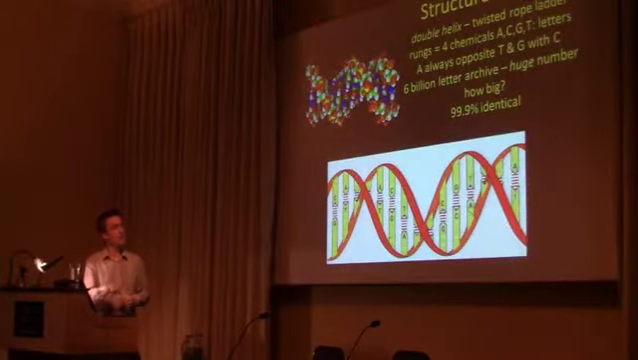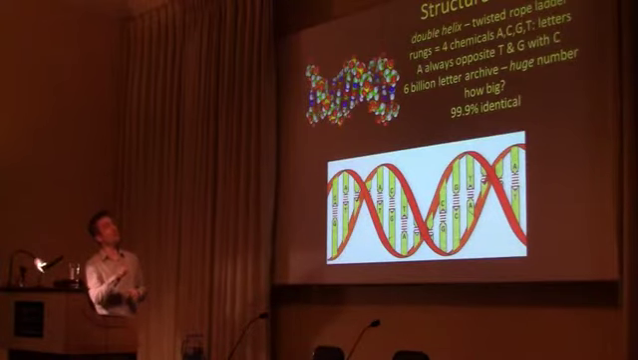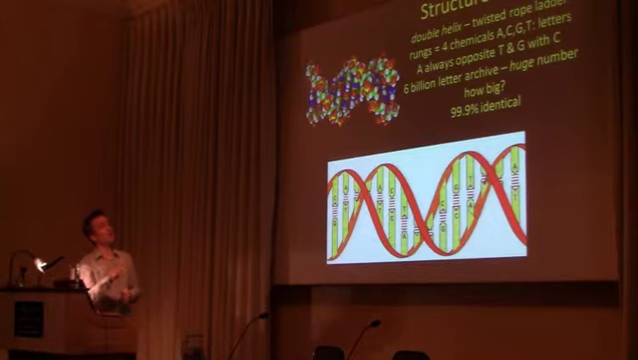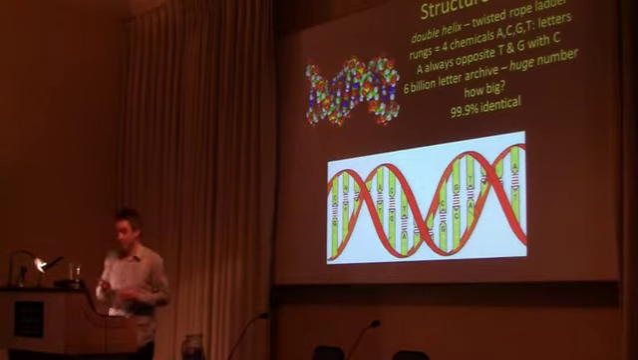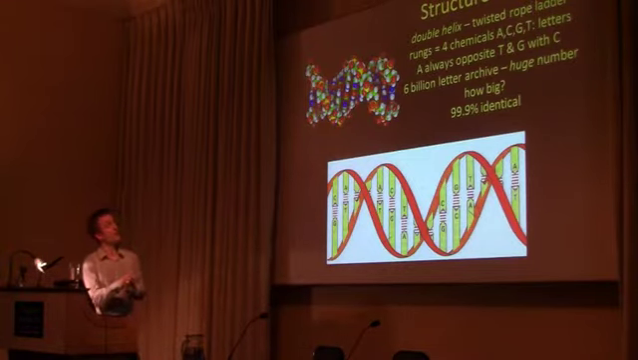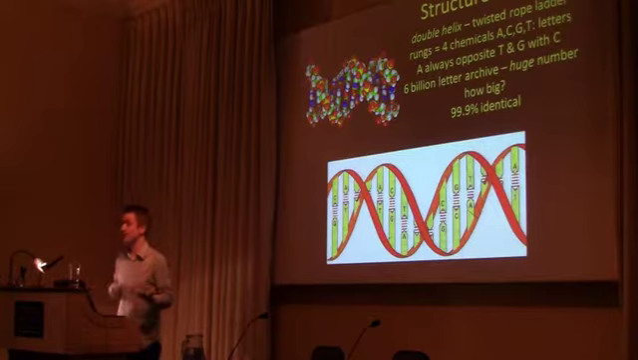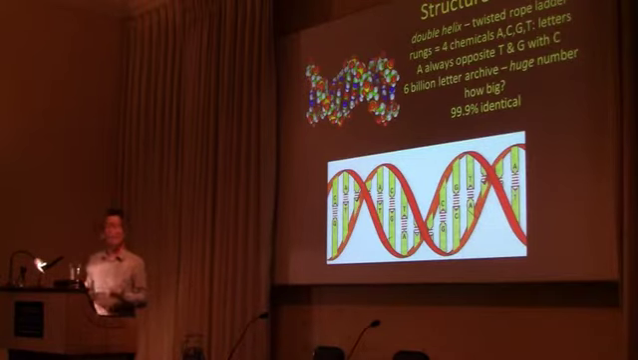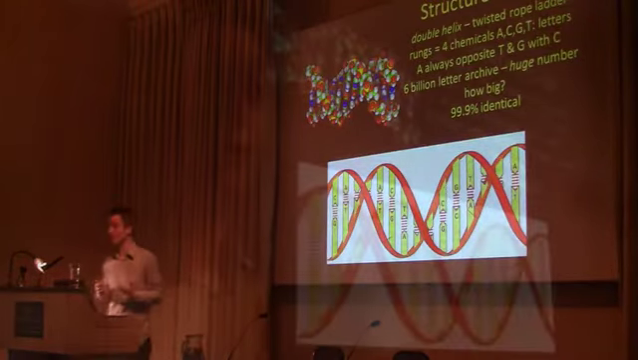It has these backbones and it has these rungs. This is a space-filling model. These are actually the atoms of DNA here, modeled using kids' toys. But you can still see these rungs here, and it's the rungs of the ladder that are so important. Each rung is a chemical. Here's one, here's one, here's one, here's one. And these chemicals have names, and the names begin with four letters, A, C, G, and T. And that is basically the genetic code.